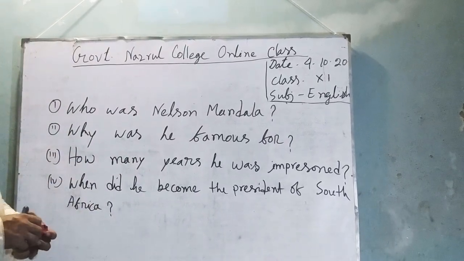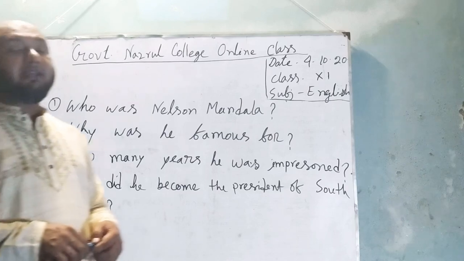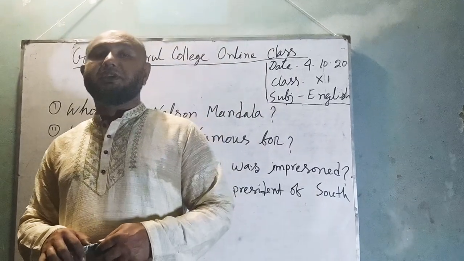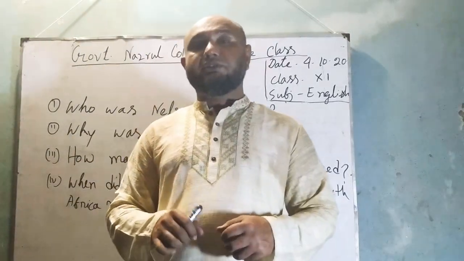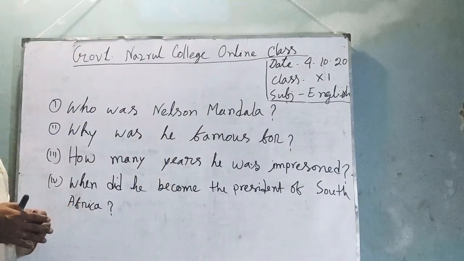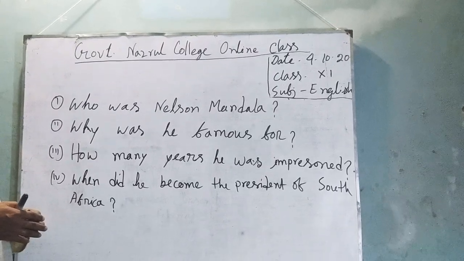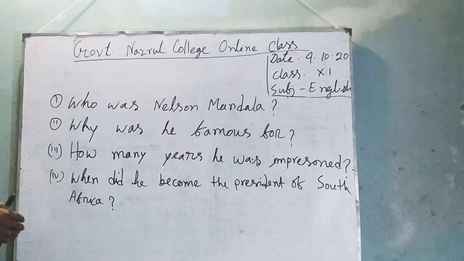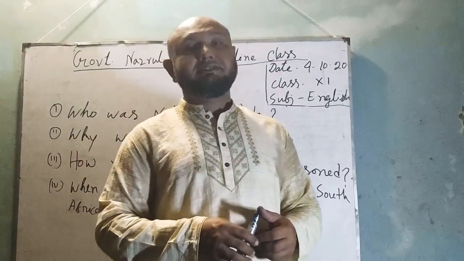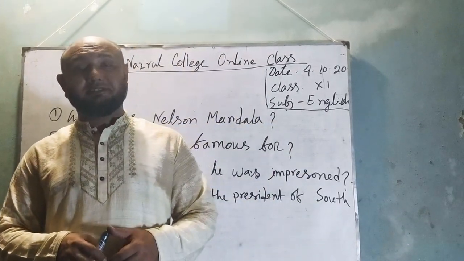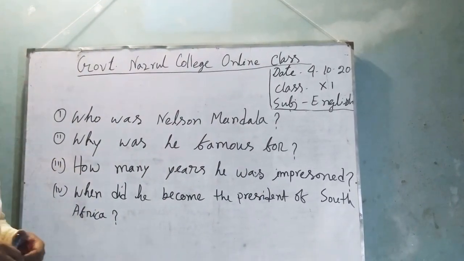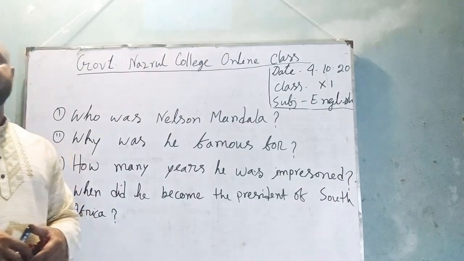Who was Nelson Mandela? Nelson Mandela was the first president of South Africa. He fought against racism and for apartheid's end. Number two, what was he famous for? Nelson Mandela was famous for his resolve to fight against apartheid.